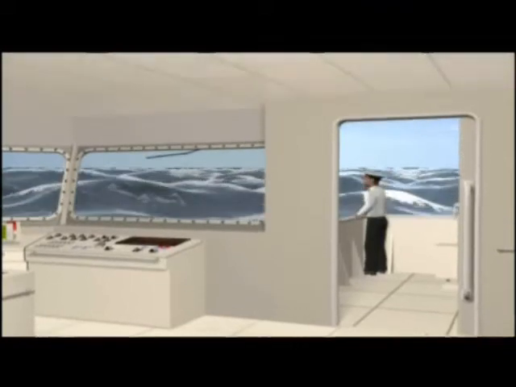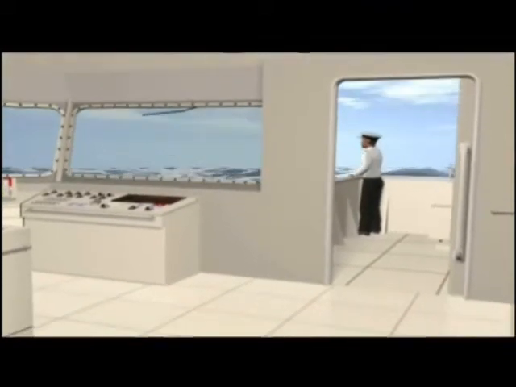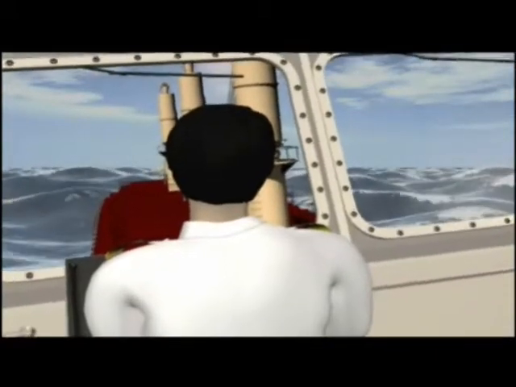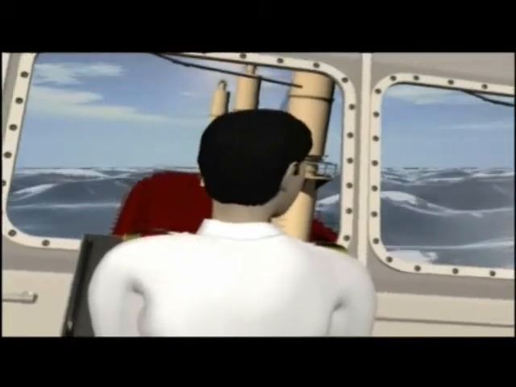Before the vessel could react to the last order, the master issues another order to put the wheel hard over to port. Wheel hard over to port.